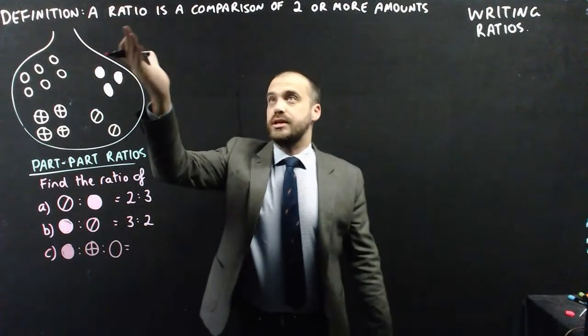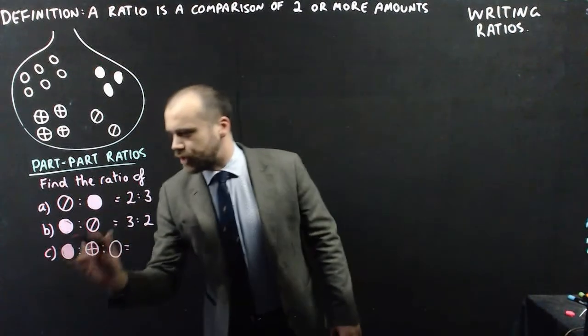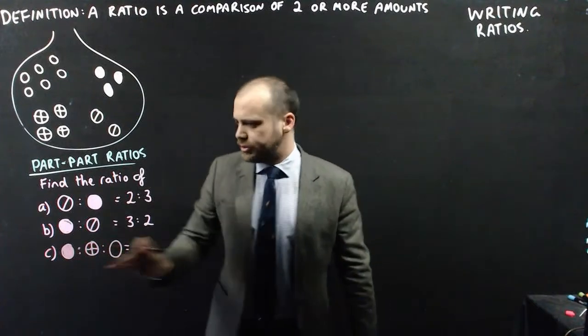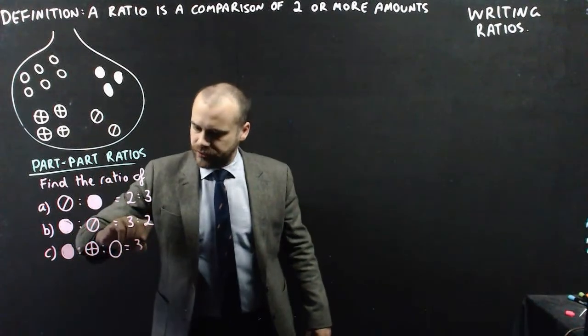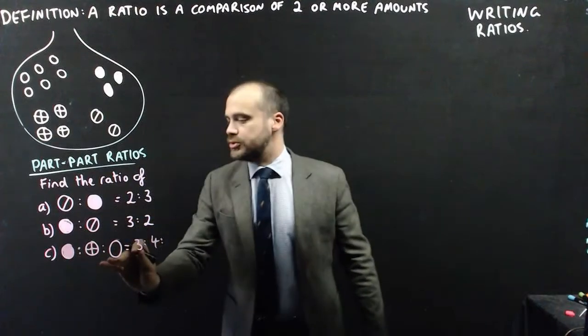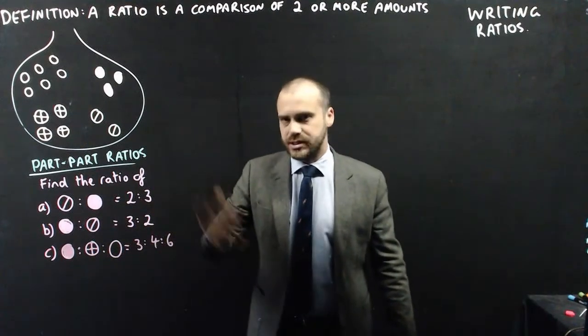Now, our definition says that a ratio is a comparison of 2 or more amounts. So we can do a ratio of 3 here. Solid to cross to blank. Alright, solids, there's 3 of those, is to 4 of those, is to 6 of the blanks. 3 is to 4 is to 6.